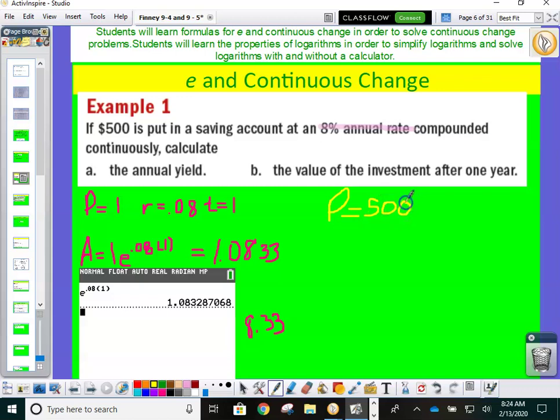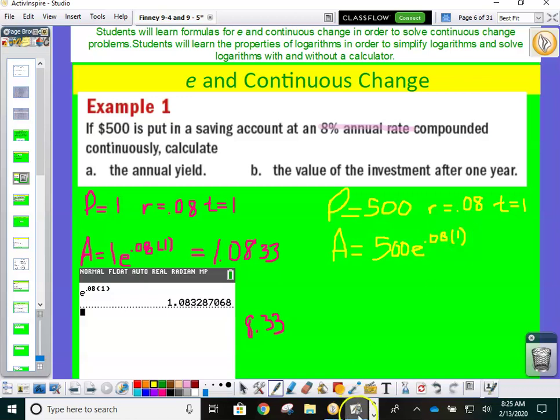So our principal is going to be 500. Our rate is going to be 0.08. And our T is going to be 1 year again. So the only thing different is that instead of our principal being 1, the amount in our account after 1 year is going to be 500 times E to the 0.08 times 1.